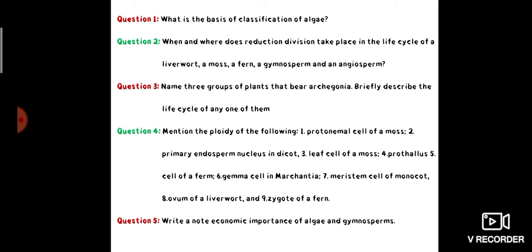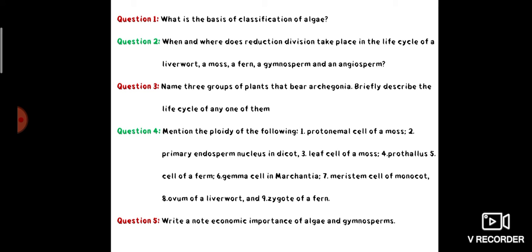Then, name the three groups of plants that bear archegonia. Briefly describe the life cycle of any one of them. You know which groups have archegonia. Yes, bryophytes, pteridophytes and gymnosperms are the three plant groups which bear distinct archegonia. Then you just write the life cycle of any one up to your wish.